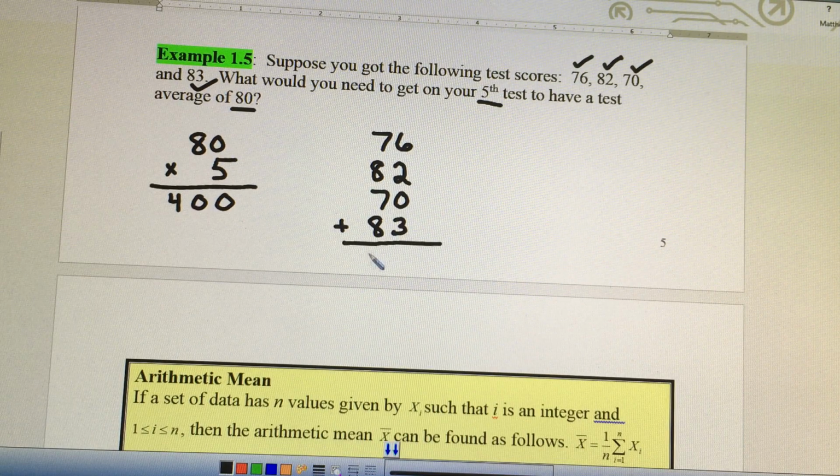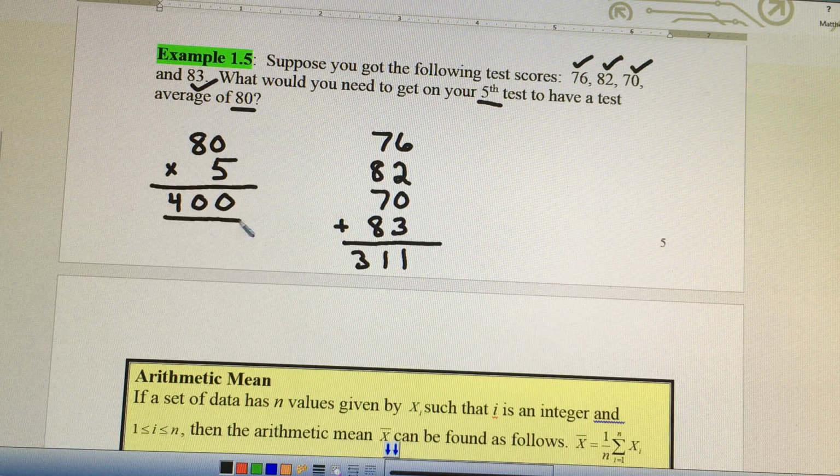Right now, you have a total of 311 test points. And that's after just 4 tests. Well, you want that 5th test to bring your average up to an 80%, and that's where we said you needed 400 total test points by that point in time.